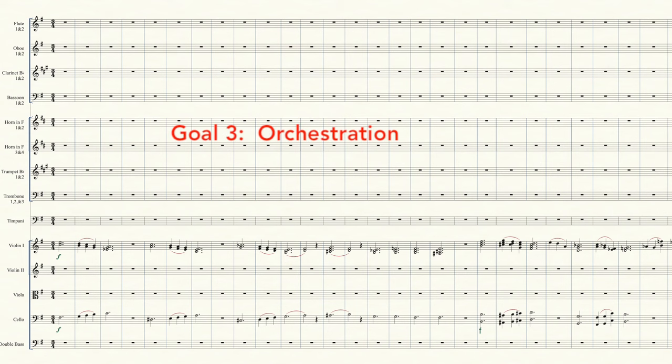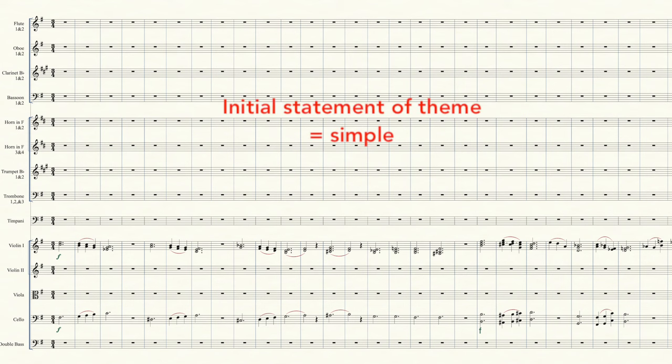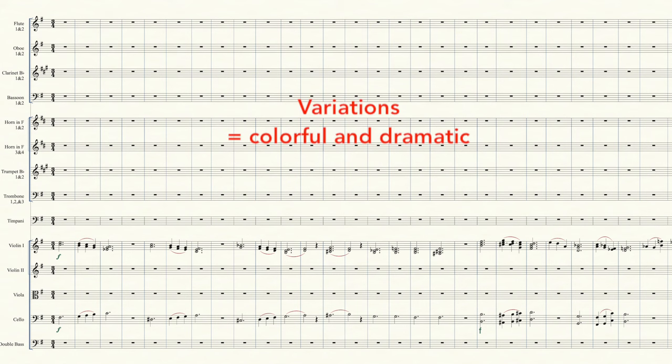And my third goal here was, of course, the orchestration. The key to this orchestration, I think, is the theme and variation structure. The initial statement of the theme should be as simple as we can reasonably get it, which sets us up for the more colorful, dramatic variations to follow. That means we should not pile on a lot of bombastic instruments at the outset. We need a gentle touch.